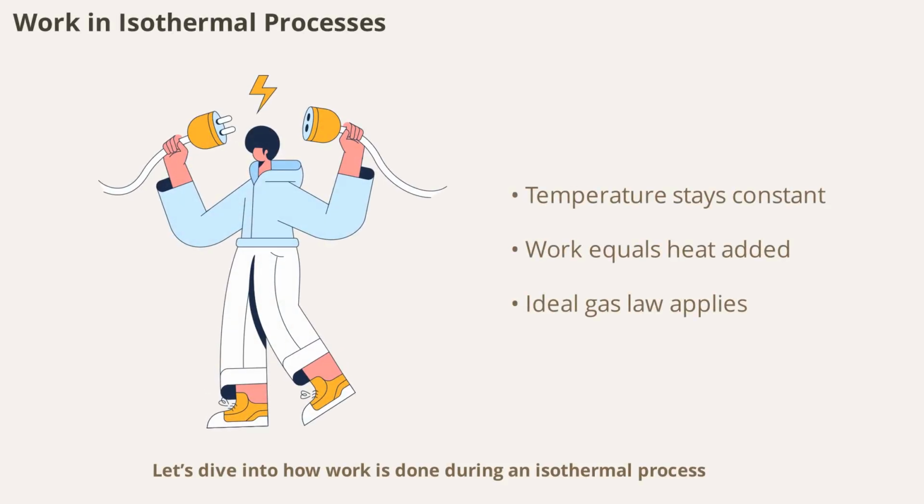Let's dive into how work is done during an isothermal process, where the temperature remains constant. In such a process, any heat added to the system is used entirely to do work, since the internal energy doesn't change. The work done by an ideal gas during isothermal expansion or compression can be derived using the ideal gas law and integrating pressure over volume. This relationship is key for understanding how engines and other devices operate under constant temperature conditions.